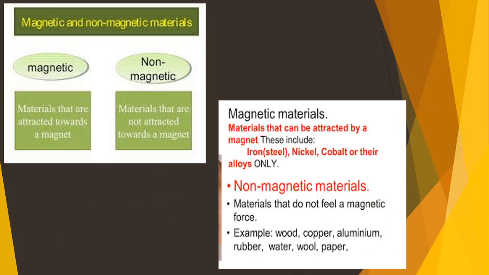Here we can see the magnetic and the non-magnetic materials. That means the materials which are attracted by a magnet, and the non-magnetic materials which are not attracted by a magnet, or not attracted towards a magnet. So iron, nickel, steel, cobalt, these are magnetic materials. On the other hand, wood, aluminium, rubber, these are non-magnetic materials.